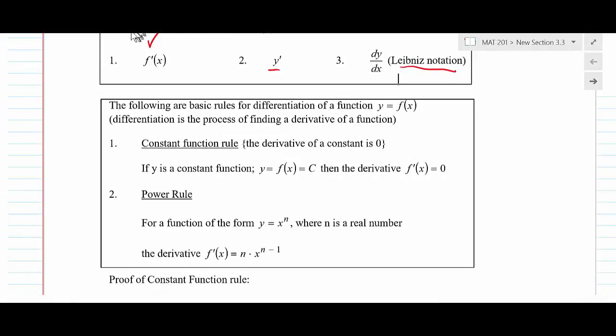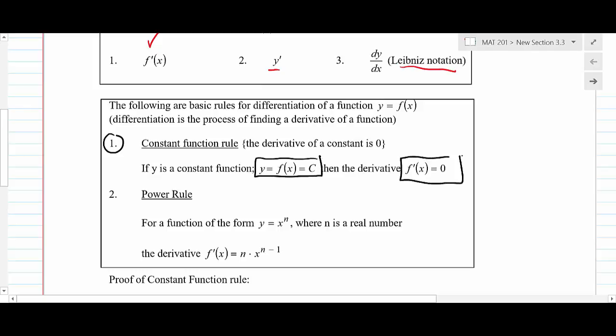The first one is the constant function rule. This just says if you have a constant as your function, then the derivative of that is going to be 0. It always will. Here's the reason for that. Say for instance you had f of x is equal to 3. That's a constant function, right? Which just means it's a horizontal line.